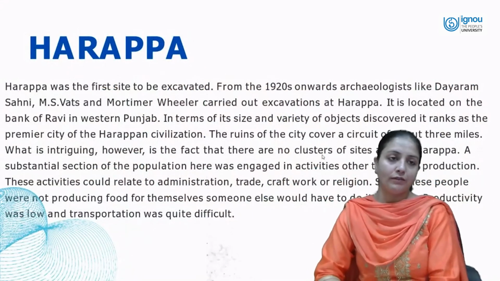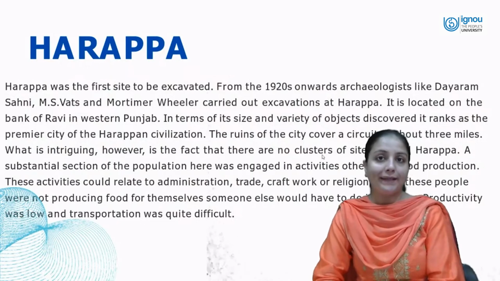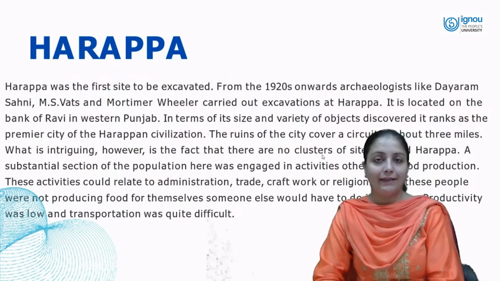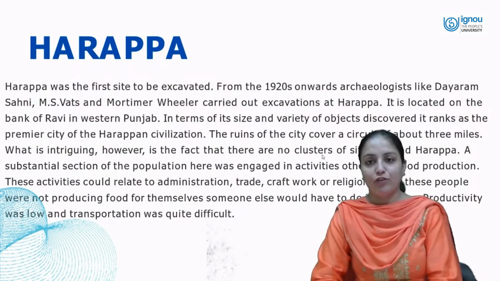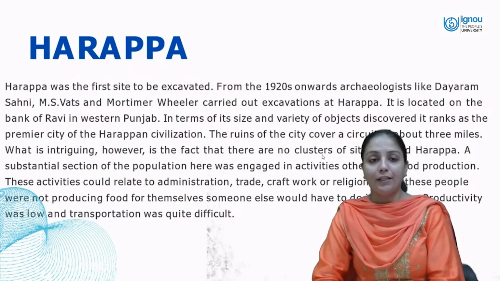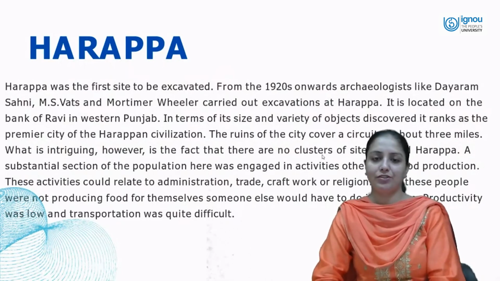Next, first of all, we will study Harappa: how Harappa was excavated, who excavated it and when, and the main things regarding Harappa. Harappa was the first site to be excavated. From the 1920s onwards, archaeologists like Daya Ram Sahni, M.S. Vats, and Mortimer Wheeler carried out excavations at Harappa. It is located on the bank of the Ravi in western Punjab. In terms of its size and variety of objects discovered, it ranks as the premier city of Harappan civilization.